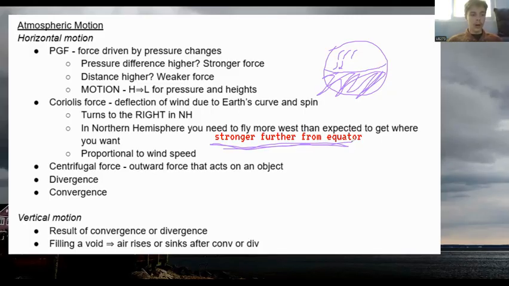So there's also a centrifugal force, however you want to pronounce that word. This is going to be an outward force that acts upon an object. We're not going to talk about that much right now. We also can have divergence and convergence. So divergence and convergence, they're also horizontal motion. So convergence is this.